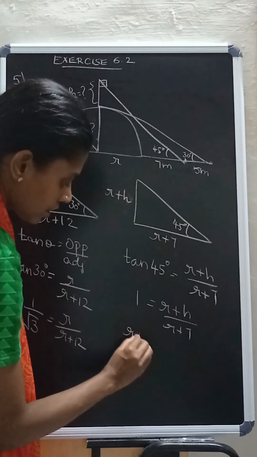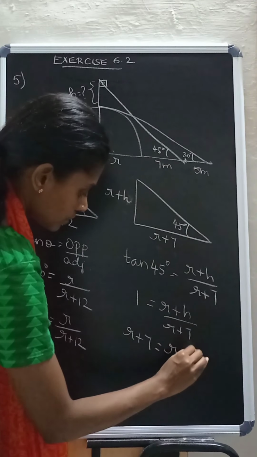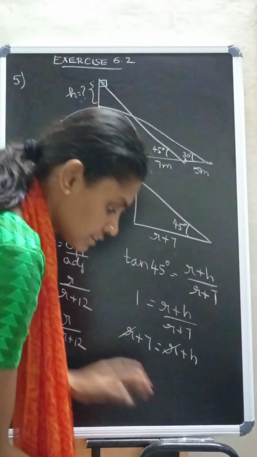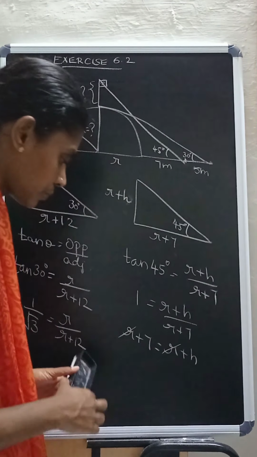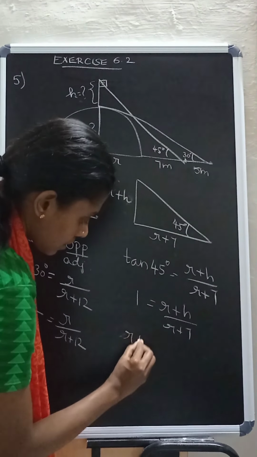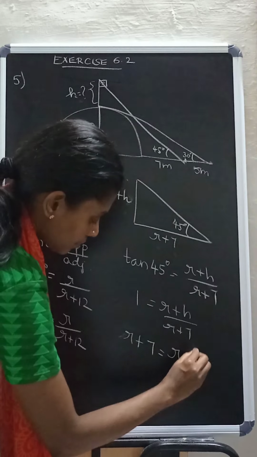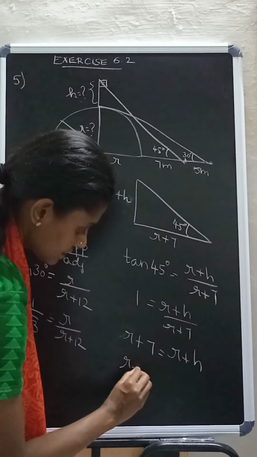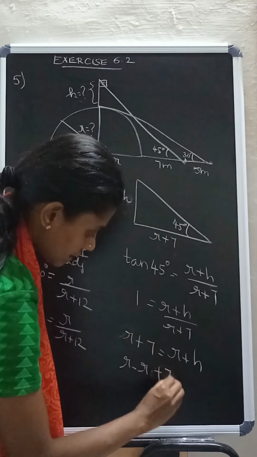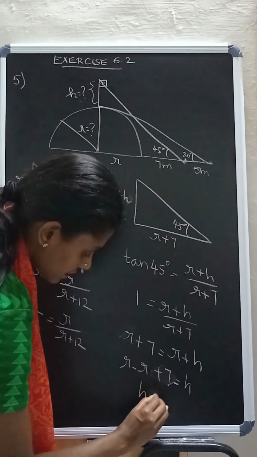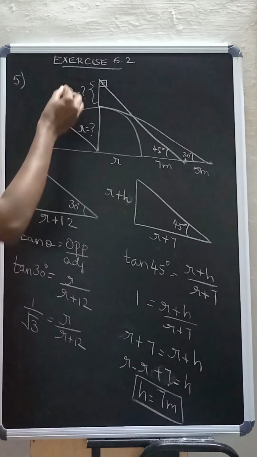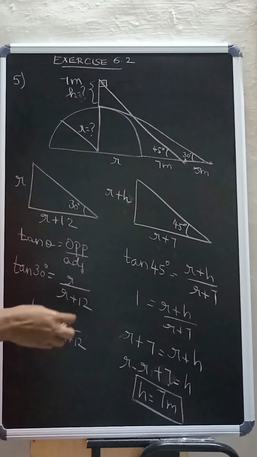Take this here. R plus 7 is equal to r plus h. This r and this r, let us not cancel like this. R plus 7 is equal to r plus h. So bring this r this side. So r minus r plus 7 is equal to h. So h is equal to 7 meters. So the height of the flagpole is 7 meters.